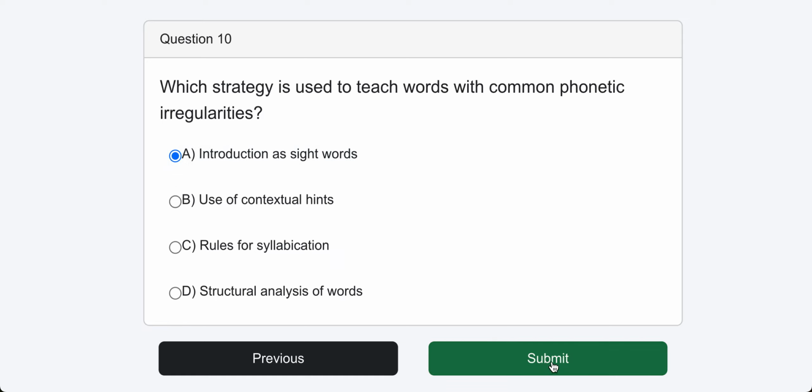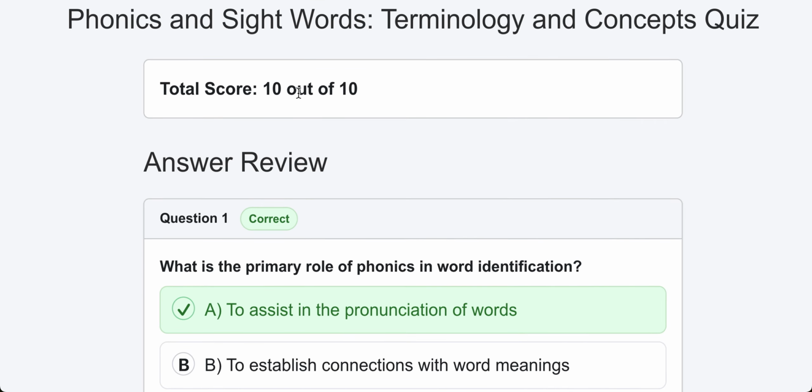And so let's go ahead and click the submit button. Hopefully we got all of these right. Let's take a look. Ooh, nice. We got 10 out of 10.